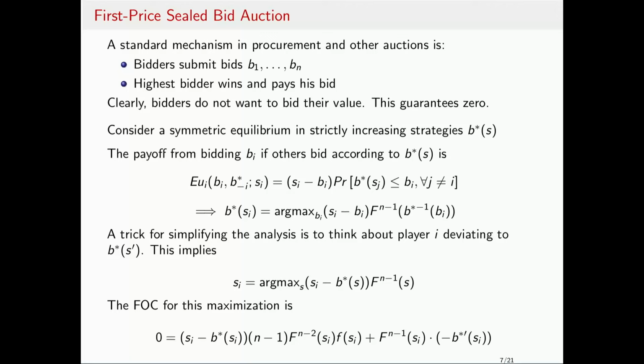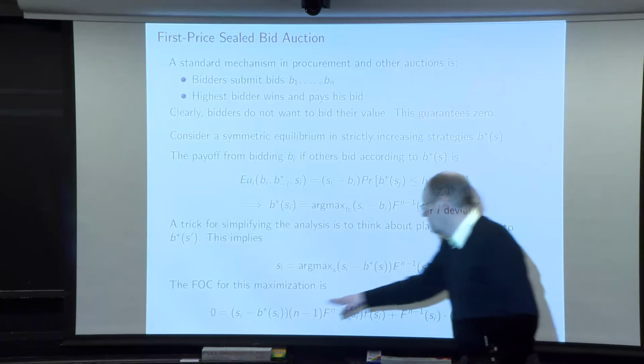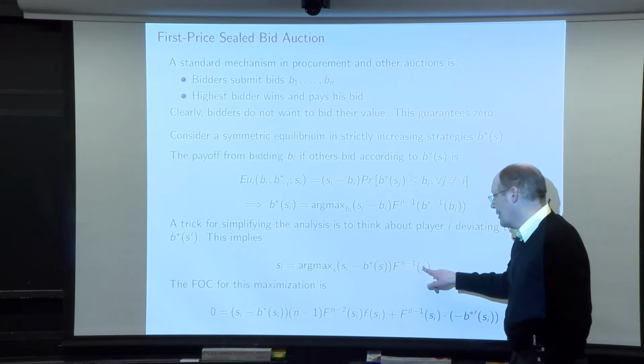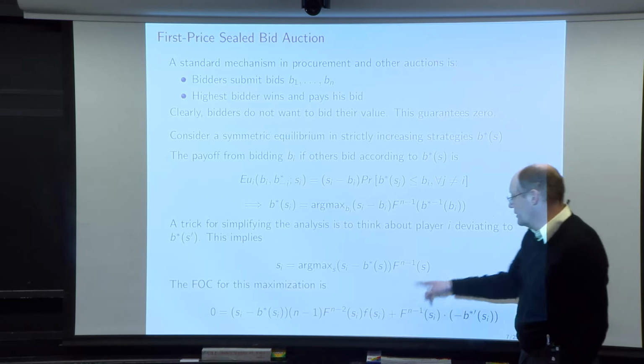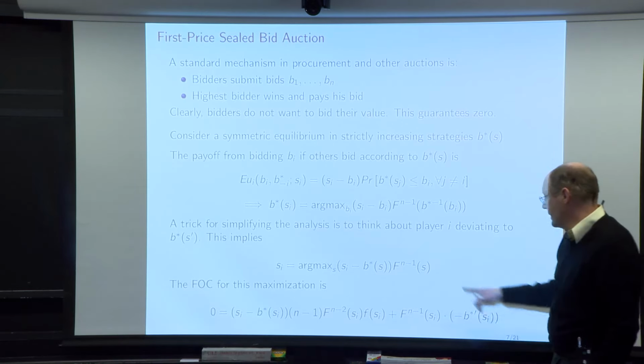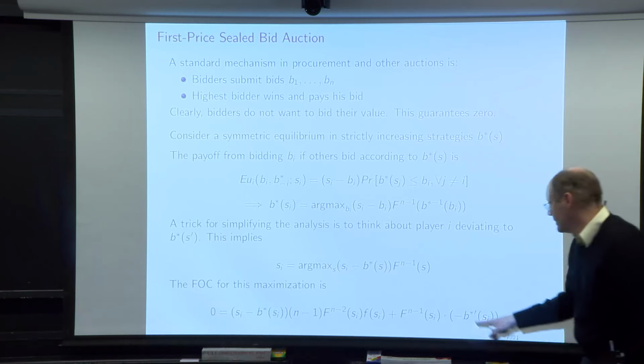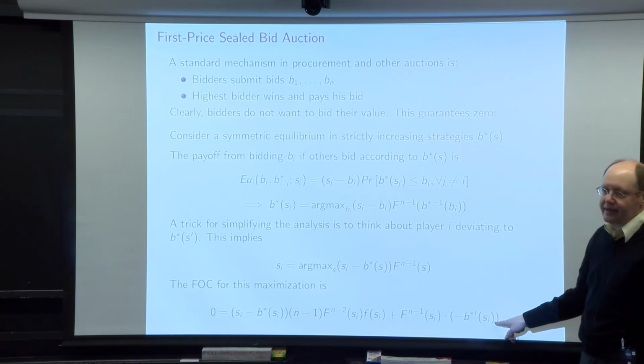So on the bottom line of that screen, I've taken the first order condition, differentiating this with respect to S, and setting it equal to 0 at S equals SI. And so the derivative of this with respect to S is this term times the derivative of this one, which is N minus 1 F to the N minus 2 of SI times little f of SI. And then plus this times the derivative of this, which is just minus B star prime evaluated at SI.